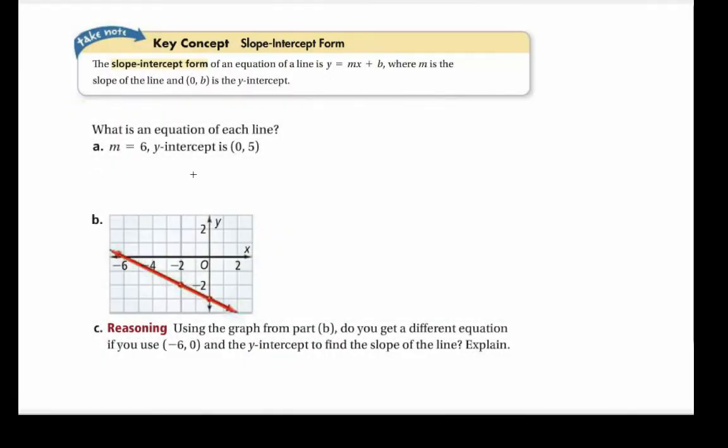So what is an equation of each line? Well, in A, it's telling us m equals 6, and the y-intercept is (0, 5). So if we have our slope-intercept form, we just plug in the numbers, and there is our equation. Very simple. In part B, we have to work a little bit here.